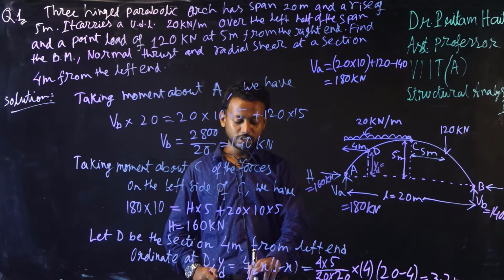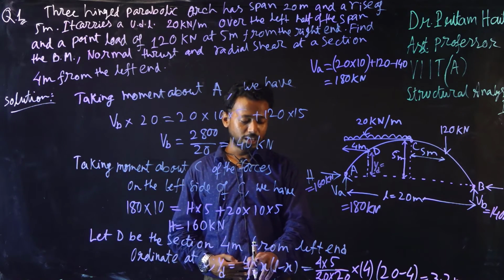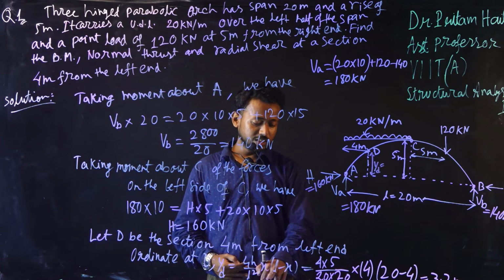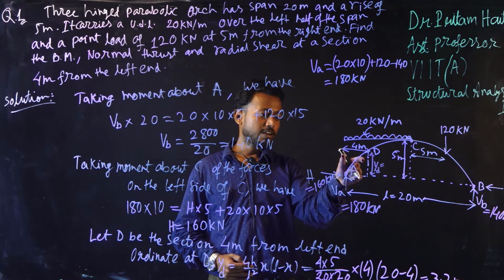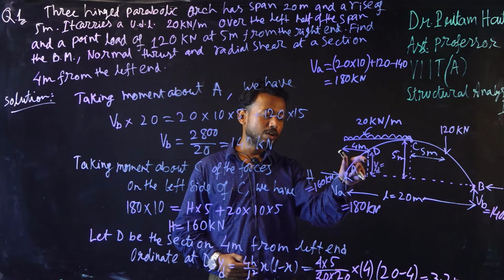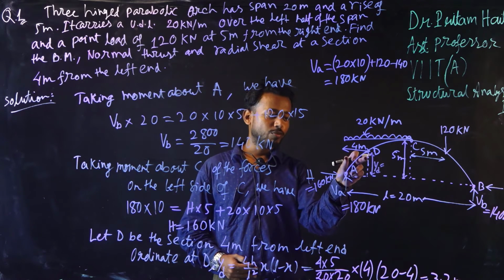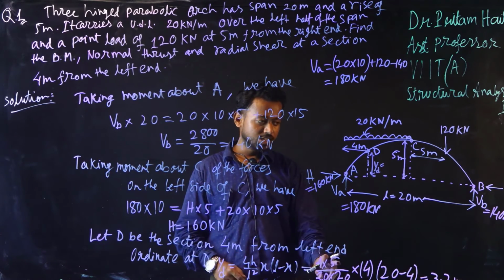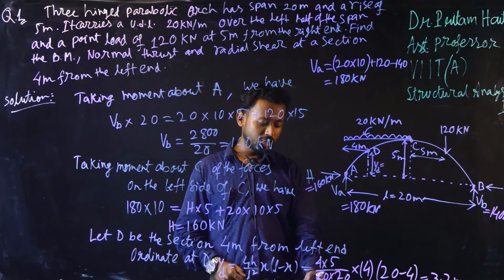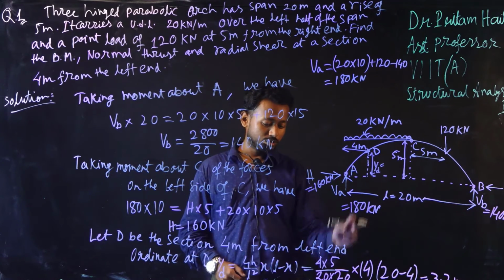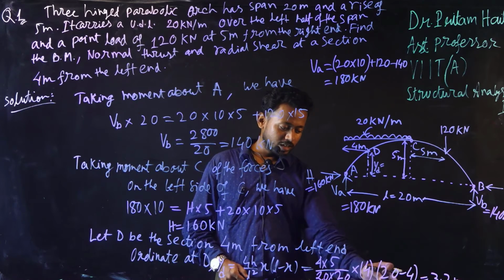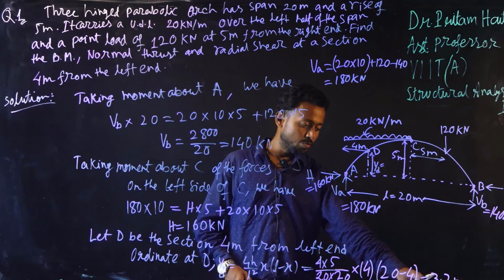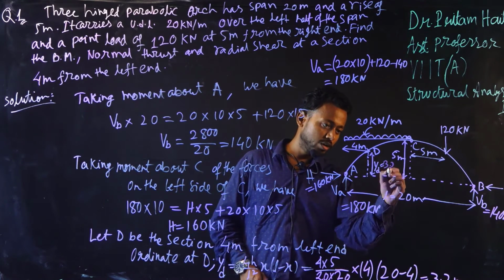So YD equals 4h by L square x into L minus x. Here h is 5, L is 20 and x is 4 meter. At a distance of 4 meter, what will be the vertical ordinate? That is 4 into 5 by 20 square, into 4, into L minus x, that is 20 minus 4. So we have calculated YD equals 3.2 meter.